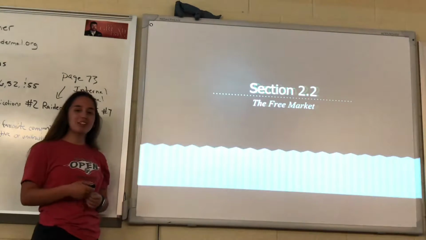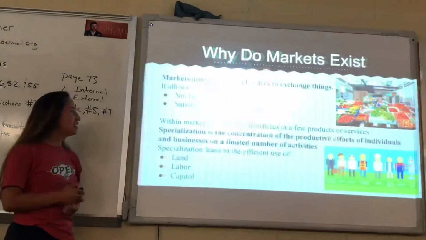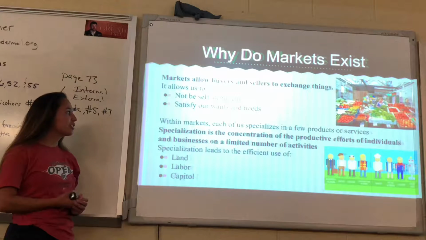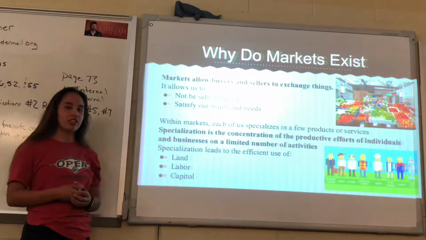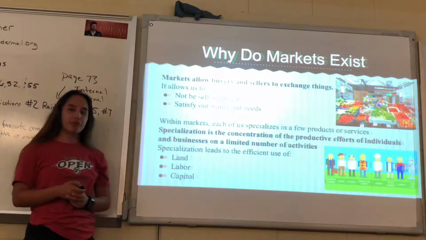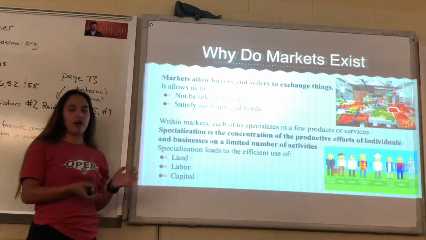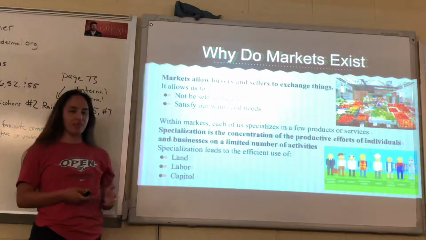Okay, this is section 2.2 and it's over the free market. Why do markets exist? Markets exist to meet our wants and needs, and so we don't have to do everything. So when you're at a market, if you sell fruits and vegetables, you can buy a shirt and you don't have to make your own stuff because you can buy it from somebody else.